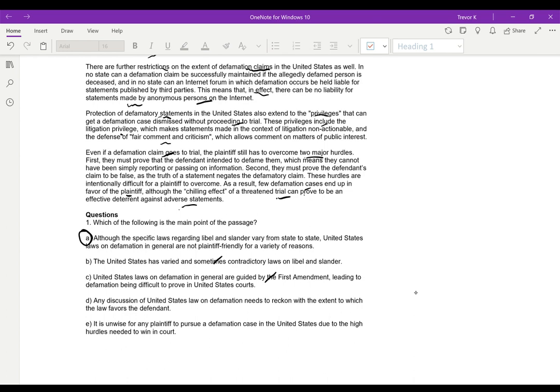I'm not sure why we're suddenly talking about discussions of the law on defamation. We didn't really mention discussions anywhere in here, at least so far as I saw. E: It is unwise for any plaintiff to pursue a defamation case in the United States due to the high hurdles to win at court. No, so this would be an opinion, right? This would be like the author saying you should do this or you shouldn't do this, like a normative statement, which we really didn't see in any of our paragraphs. So that's why A is the correct answer.